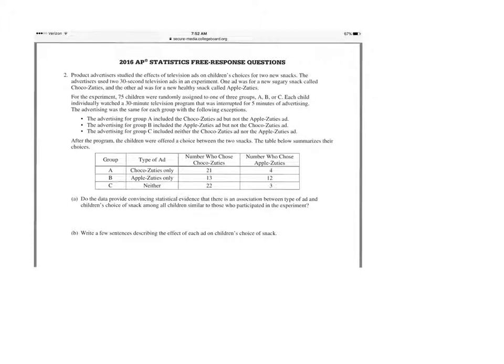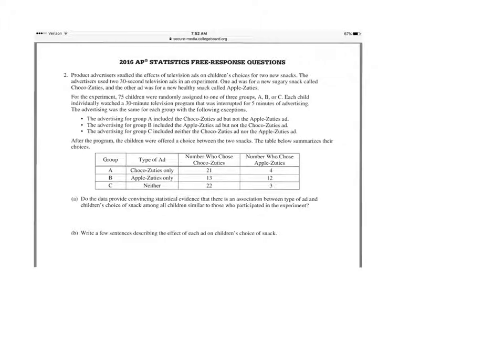And so we wanted to see in part A if the data provide convincing statistical evidence that there is an association between type of ad and children's choice of snack among all children, similar to those who participated in the experiment. To address this issue, first we have to recognize that it is a chi-square test for homogeneity because these children have been randomly assigned to one of three independent groups.